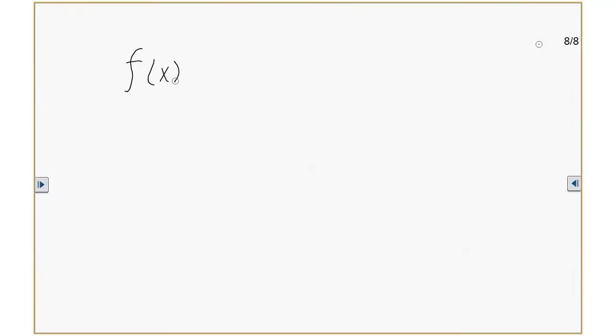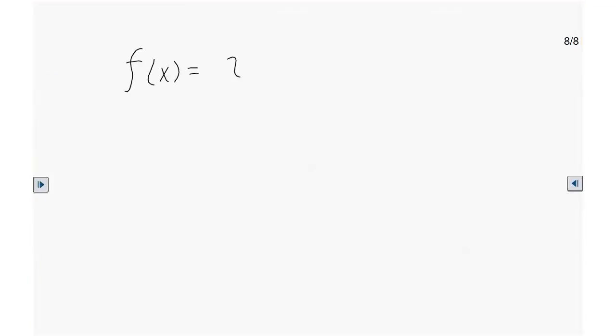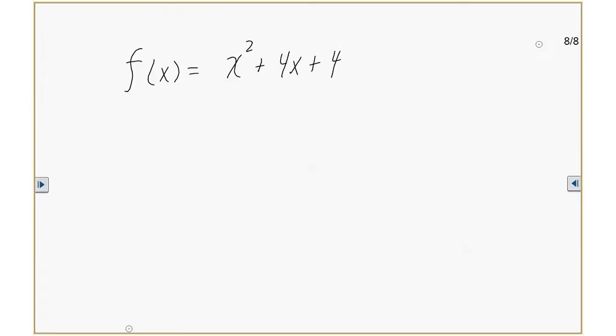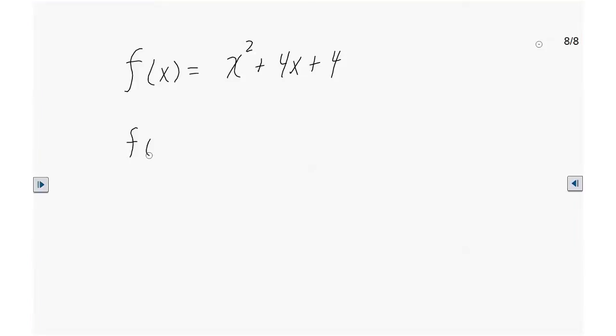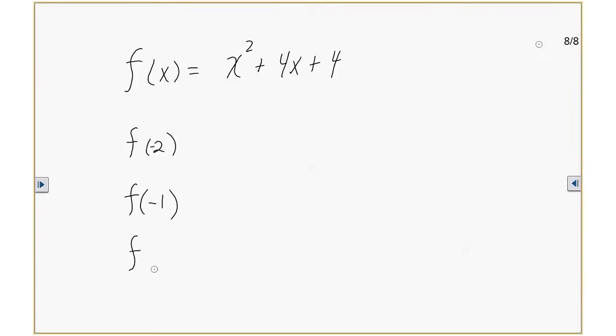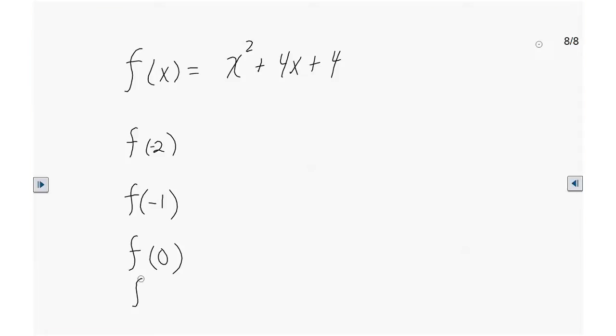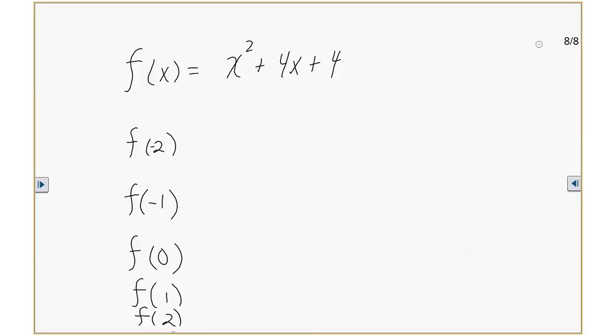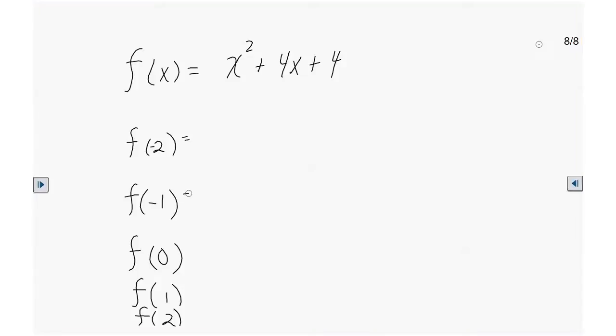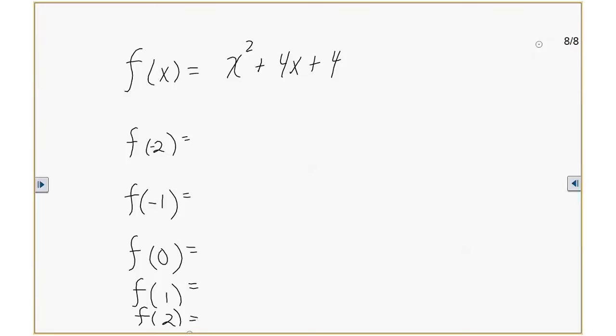f of x is equal to x squared plus 4x plus 4, and I want you to find f of 2, f of negative 2, f of negative 1, f of 0, f of 1, and f of 2. Go ahead and do this. Well, Hubert, I'm not sure I know how to do it. Well, go back to pre-algebra, because you did it this way in pre-algebra.